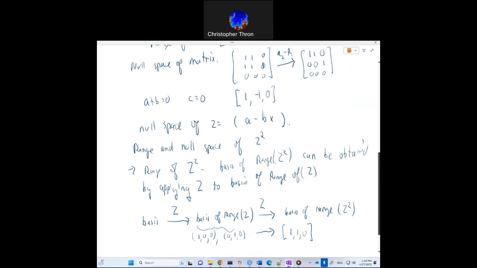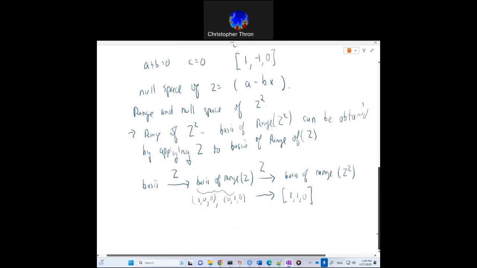That's somewhat easier than finding z squared. So that means that that's my basis for z squared. So the range of z squared is equal to the span of 1, 1, 0. And that means the range of z squared is equal to this set, I can write it this way, a times 1 plus x.